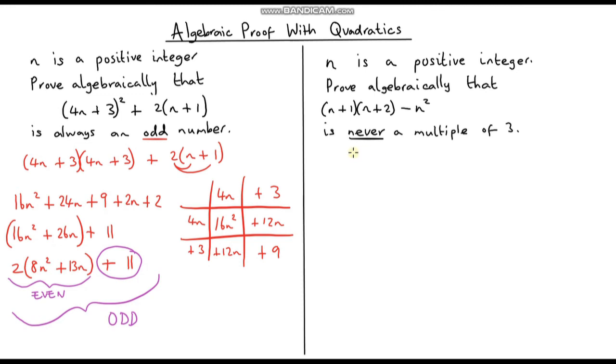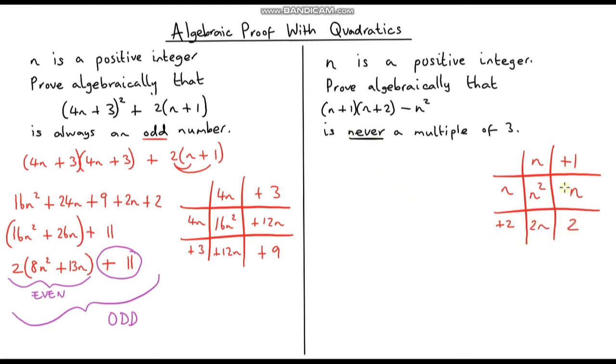So it's your turn now. Using a similar technique, try to prove that this expression is never a multiple of 3. Okay, so the first thing to do is let's expand these brackets. So n times n is n squared, n times 1 is n, 2 times n is 2n, and 2 times 1 is 2. So let's rewrite this now. We've got n squared, and then we've got plus 3n, and then plus 2, and then finally we've got minus n squared. Now we can simplify this. n squared minus n squared, those two terms cancel out, so all we are left with is 3n plus 2.